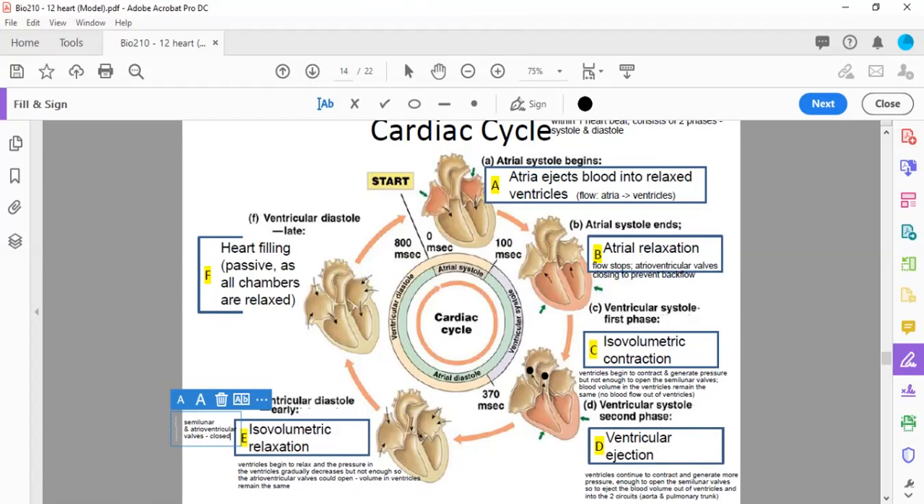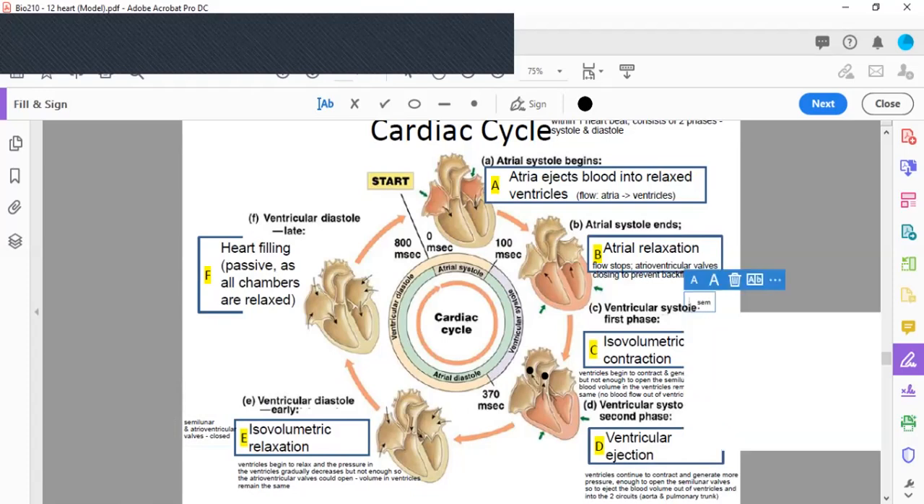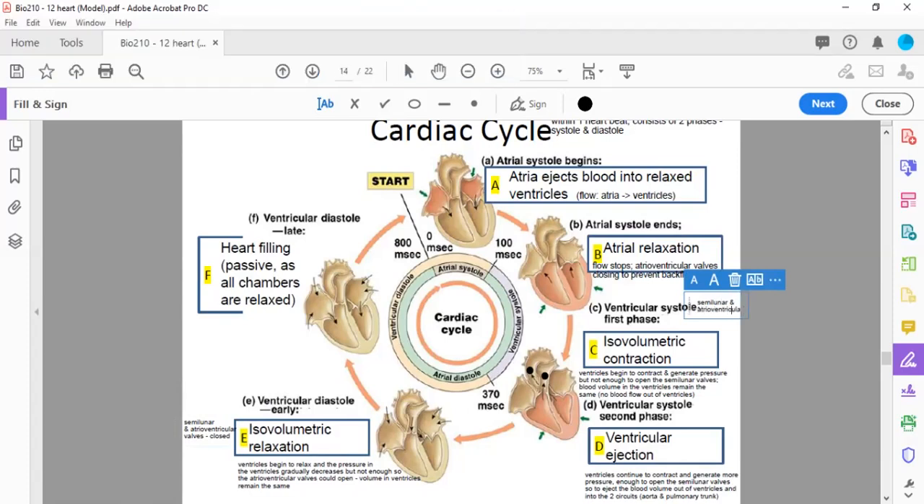And the same goes for the isovolumetric contraction. In this case, we can say the semilunar valves and the atrioventricular valves are closed.